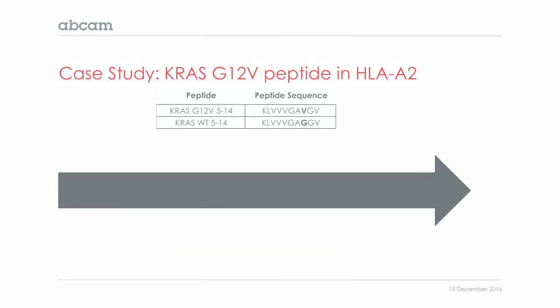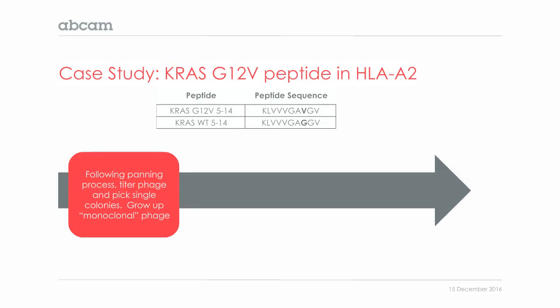So now I'll provide a case study for one antigen of interest. This is a KRAS G12V peptide folded into HLA-A2. I mentioned that KRAS G12V mutations are the second most common mutation in KRAS. And HLA-A2 is the most frequent HLA-A allele type in the vast majority of ethnic groups. The peptide we're interested in is a 5 through 14 peptide, and you can see that the G12V mutant peptide and the wild-type peptide only vary by a single glycine to valine change.